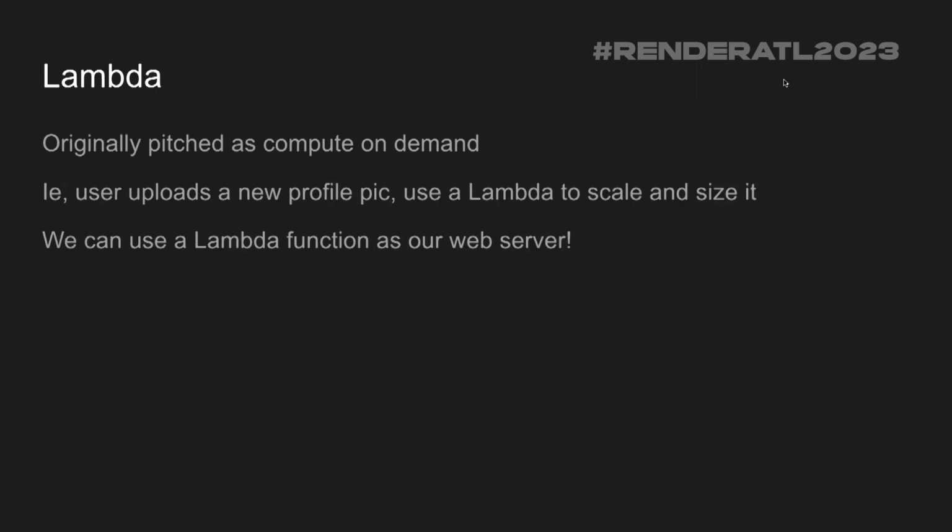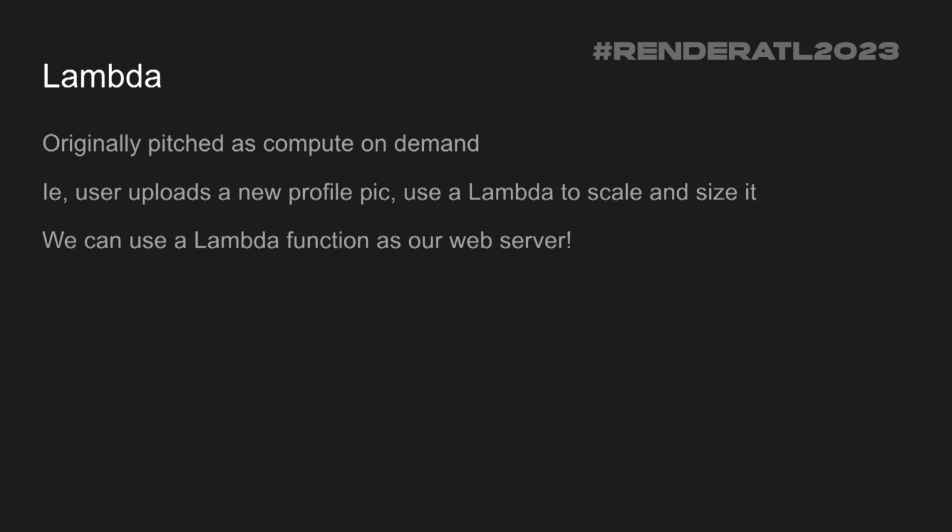Lambda was originally pitched as compute on demand. If you have some task that you need run on demand, that's what Lambda was pitched for. My favorite example of an ideal, perfect use case for Lambda is user picture upload. If you have a web application and your user uploads a new profile pic, you need to take that pic and crop it and resize it and then stick it in an S3 bucket, and we can send that to a Lambda to do. The Lambda will crop and resize our picture, stick it in an S3 bucket, and send back the URL to that bucket.